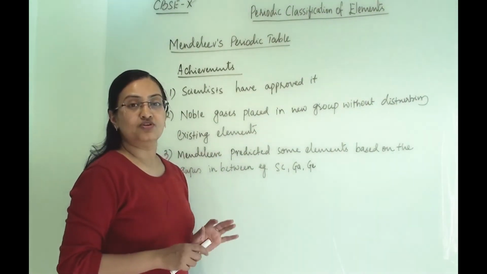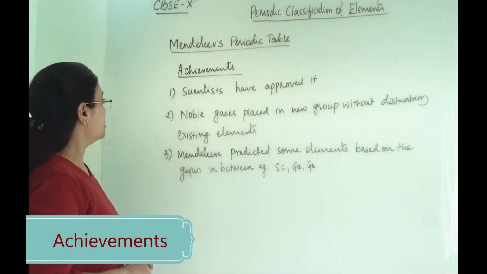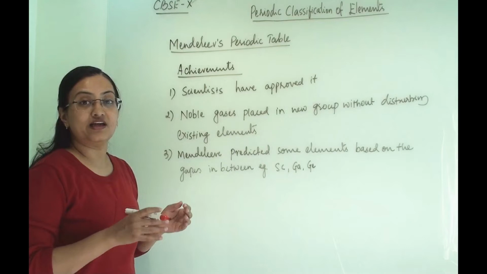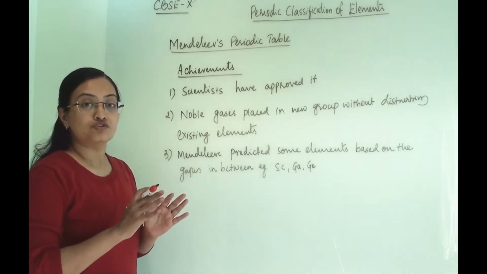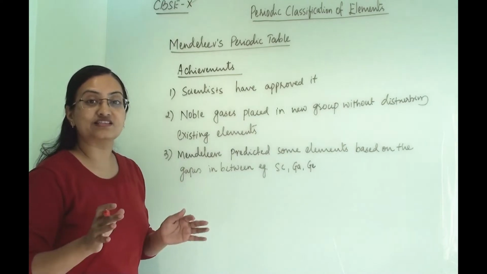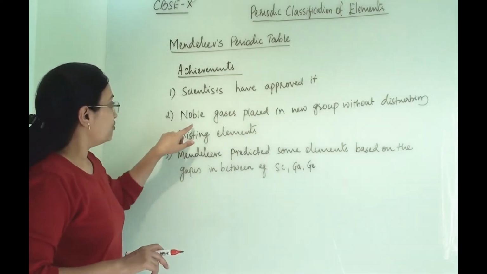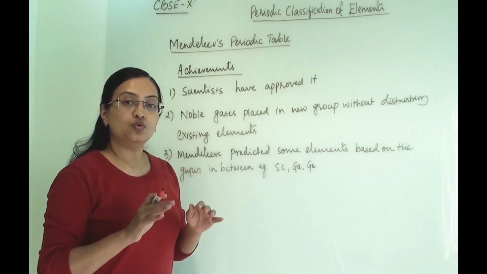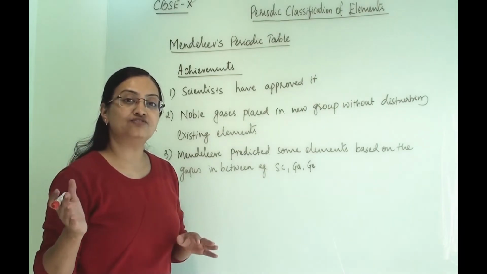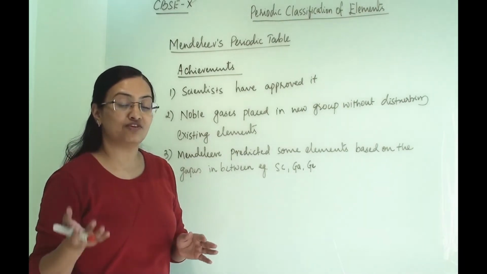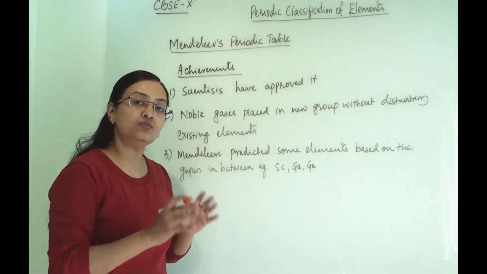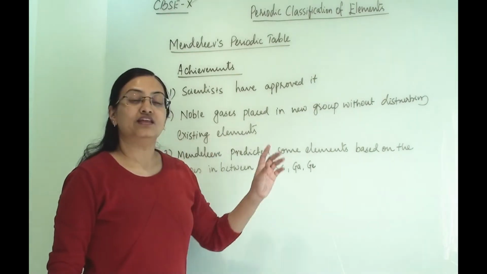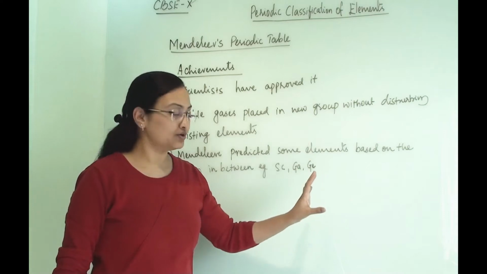Now let us discuss some of the achievements of Mendeleev's periodic table. First, scientists approved it, and this was the first periodic table which held true for all the existing criteria at that time. Second, noble gases were placed in a new group without disturbing existing elements. Noble gases were found very late after Mendeleev's periodic table, but when they were found, they were placed in it without disturbing existing elements, in a separate group.